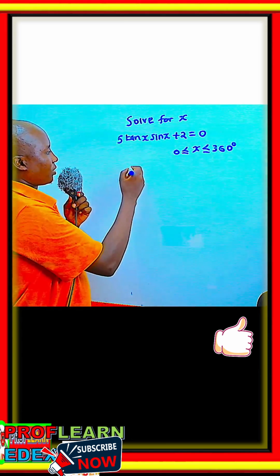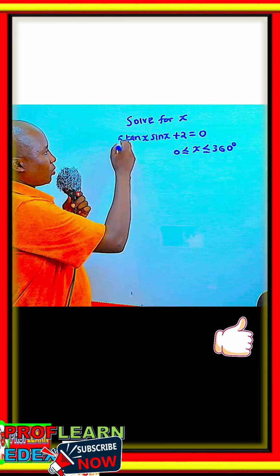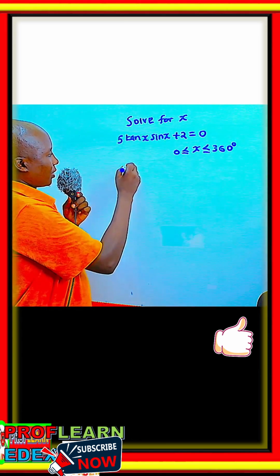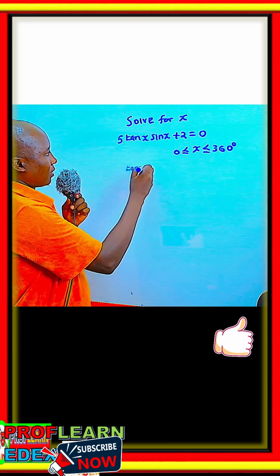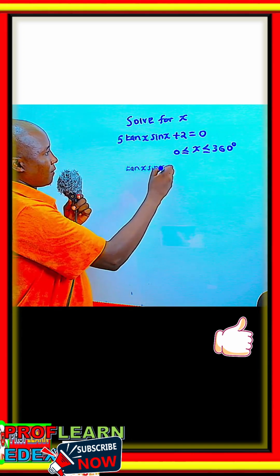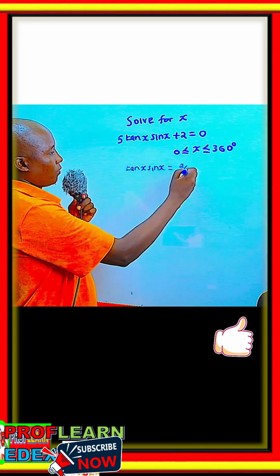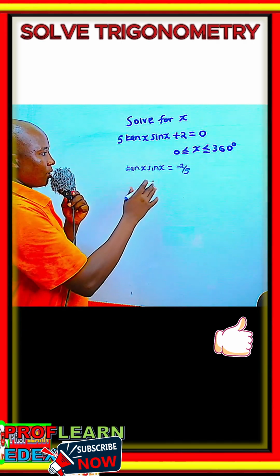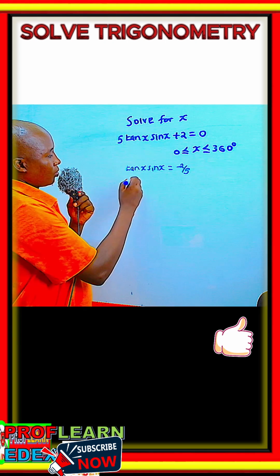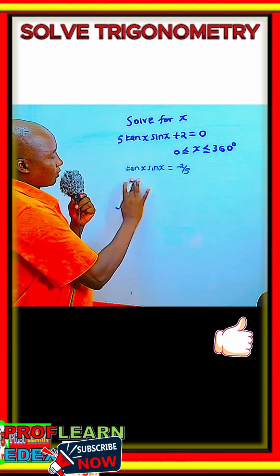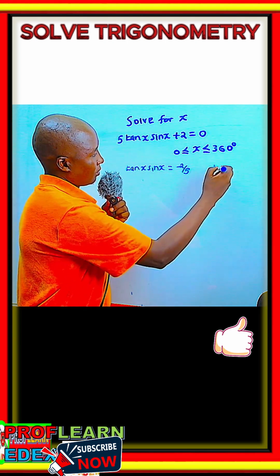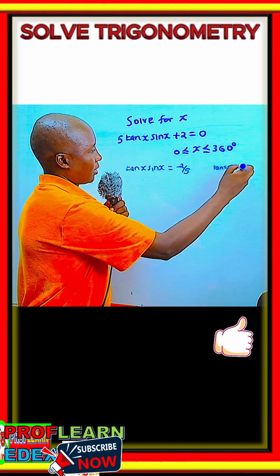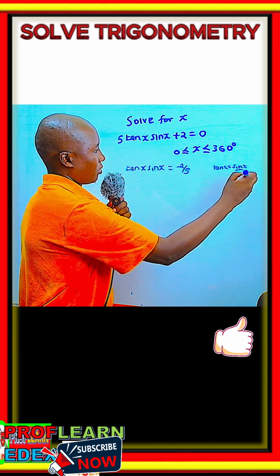The first thing we are going to do is take 5 and 2 to the other side of the equal sign, so that we remain with tan x sine x is equal to 2 over 5, and this is going to be negative. Immediately we have done that, we need to remember that tan x is the same as sine x over cos x.